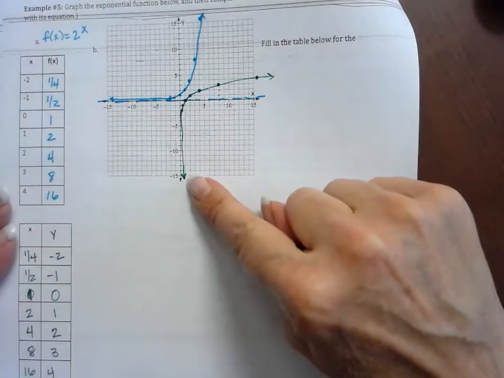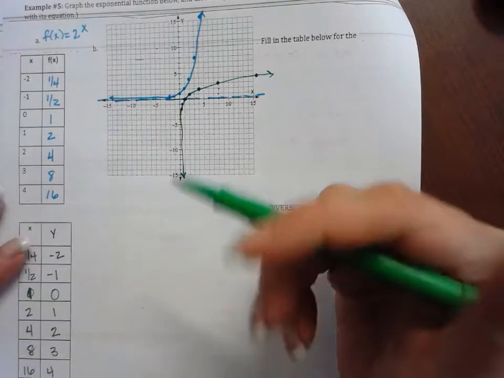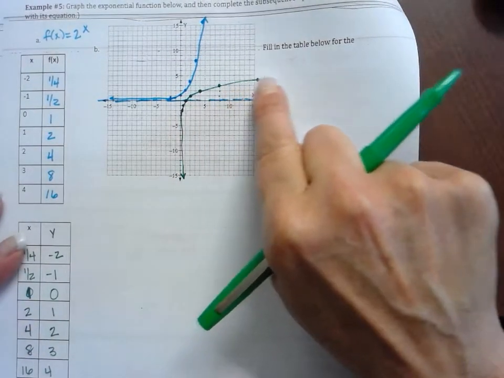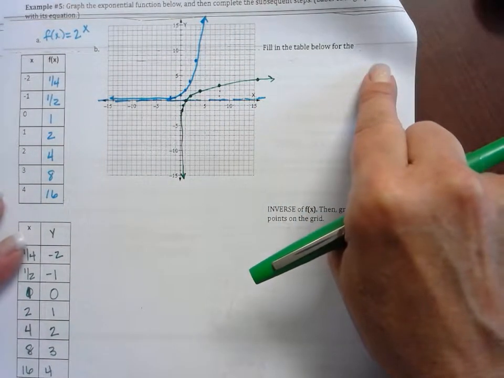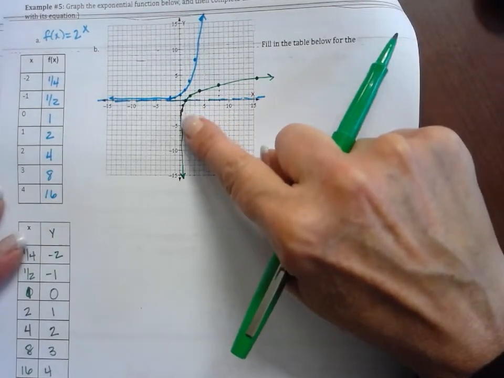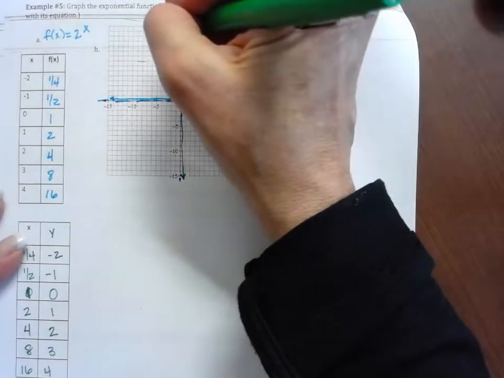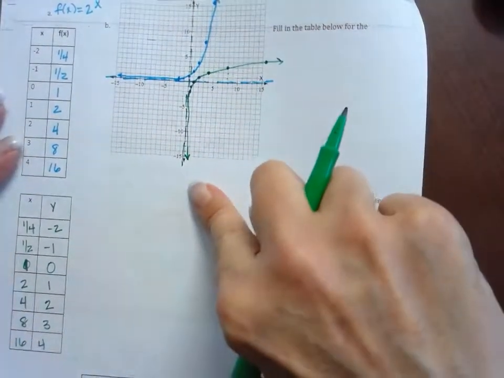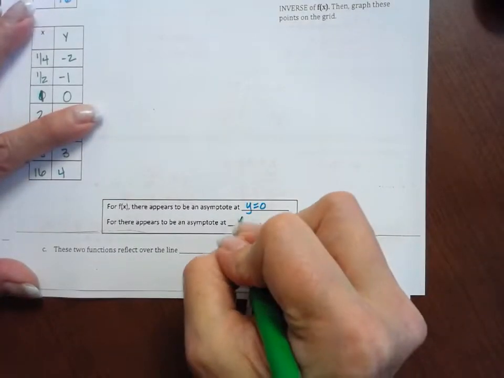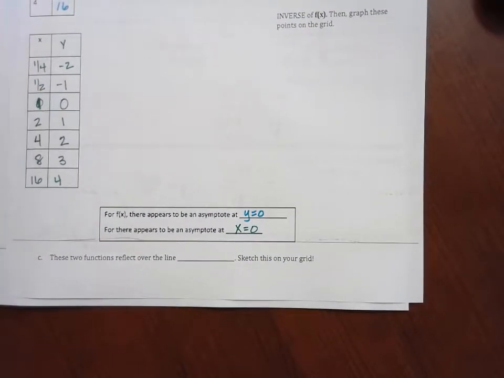Now, for my inverse in my green, where's my asymptote going to be at? Is it just going to keep rising as it goes to infinity? Yeah. Where is it approaching but it's never going to touch? What's this line going to be called? Yeah, that's the y-axis, so that becomes x is equal to 0. Okay, does that make sense?